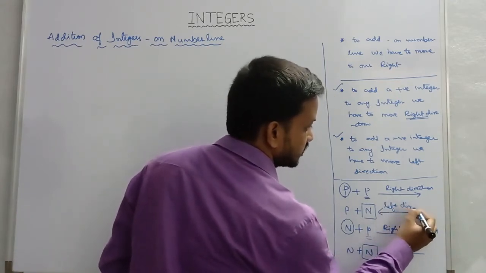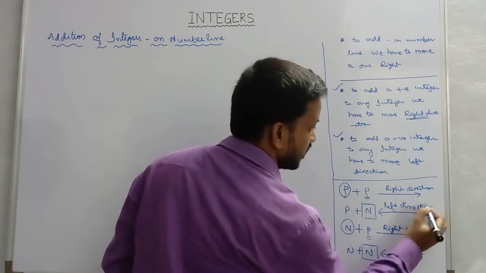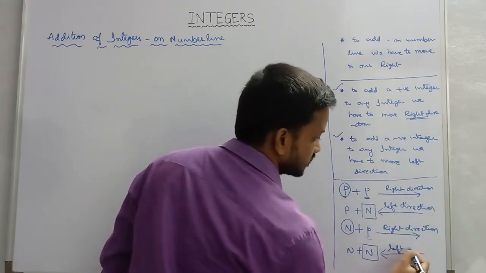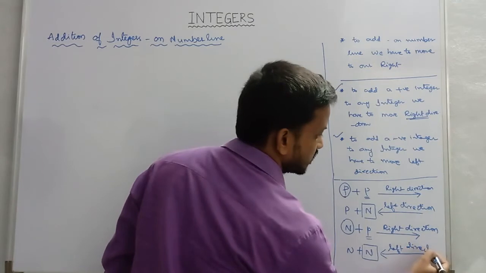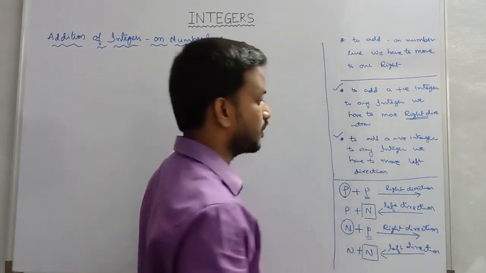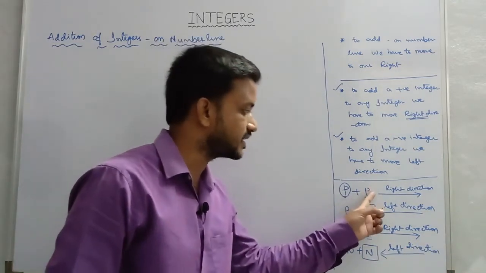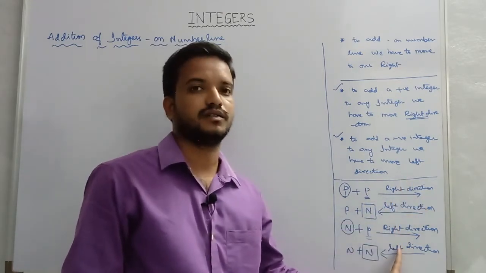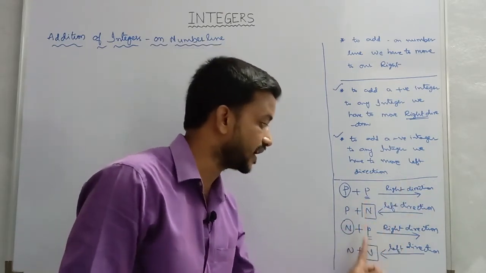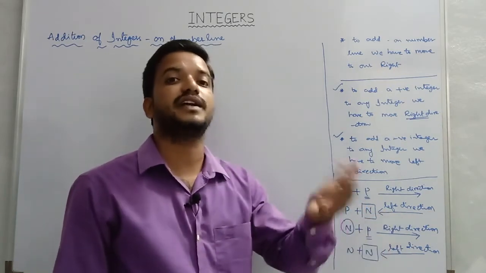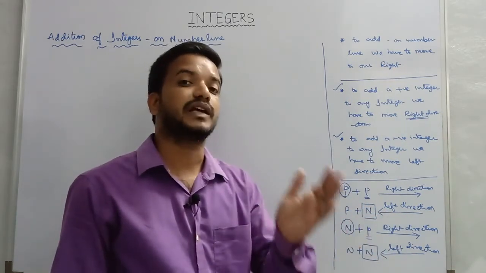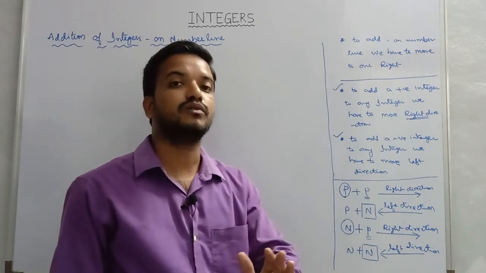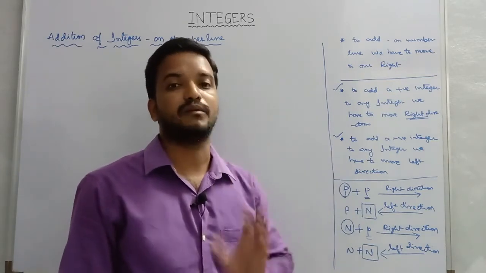Left direction on number line. Is this clear? Just remember this. When the second integer is positive, we have to move right direction. When the second integer is negative, you have to change the direction. Instead of moving right direction, we have to move left direction on number line.